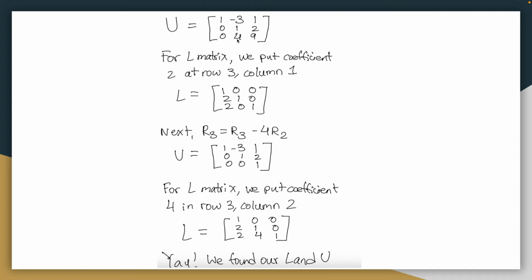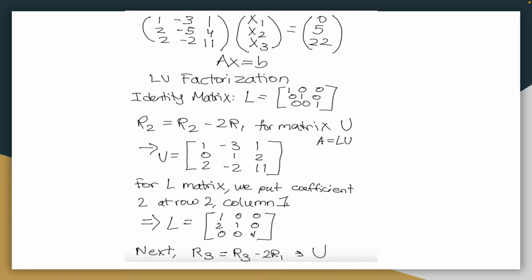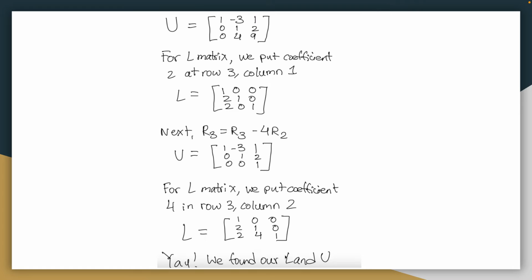So we need this 4 to become 0. How are we going to do that? Well, we still row reduce, but for now we also need to transform this L matrix. So we put the coefficient 2 at row 3, column 1. Now it's 1, 0, 0, 2, 1, 0, 2, 0, 1. Basically, we did that because of R3 minus 2R1. So L equals 1, 0, 0, 2, 1, 0, 2, 0, 1. You can start to see that this is forming into a lower triangular matrix. I still need to go a bit further.